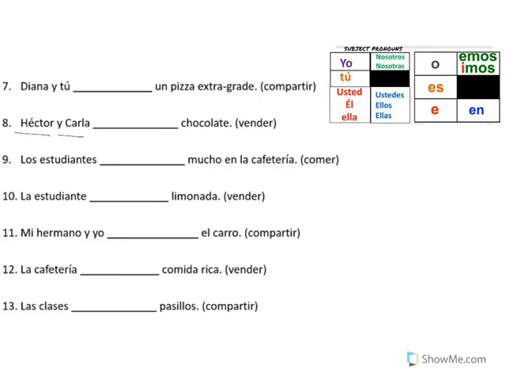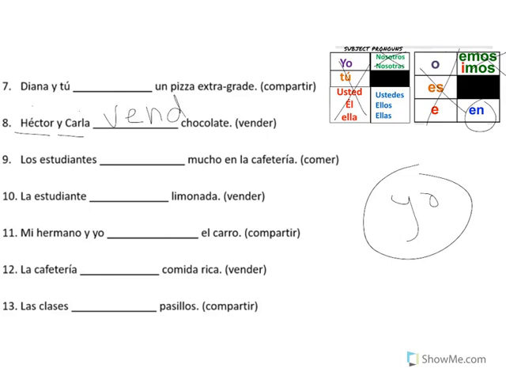8. Ocho. Hector y Carla. 2 people. Cross it out, cross it out. Does it say I am included? Nope. It only says Hector and Carla. So, cross that out, cross this one, and my ending is an en. So the answer is Hector y Carla ven, everything but the er, venden. Hector y Carla sell chocolate.